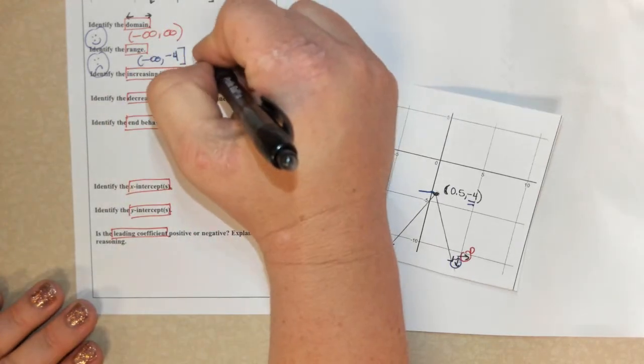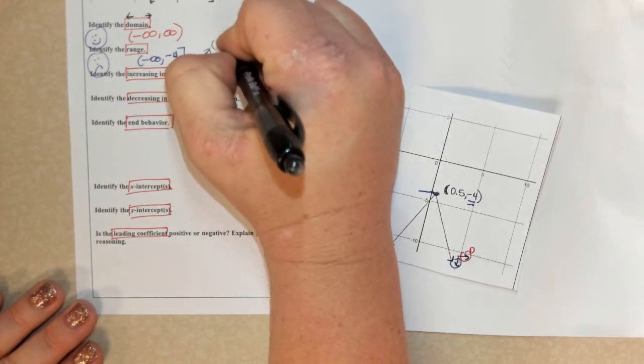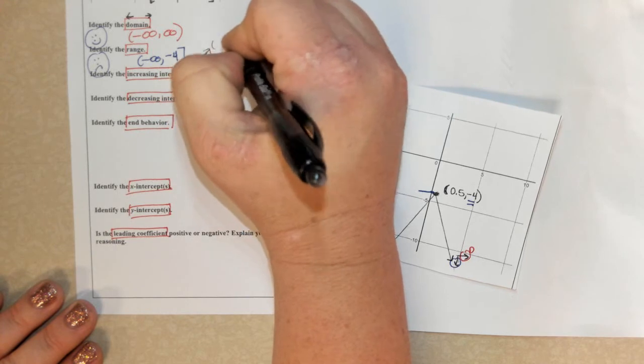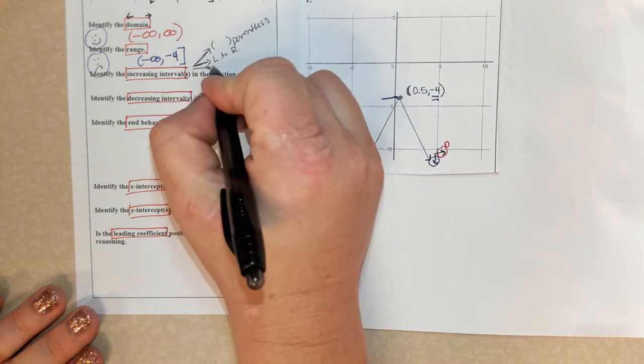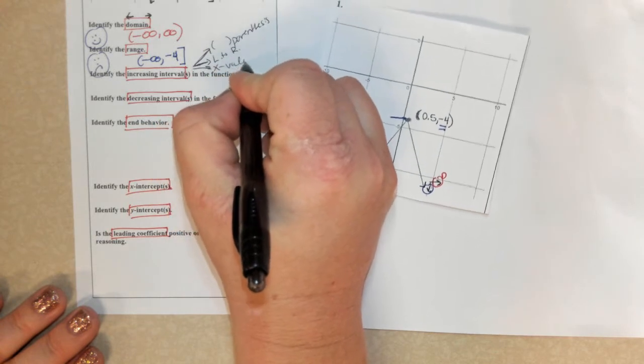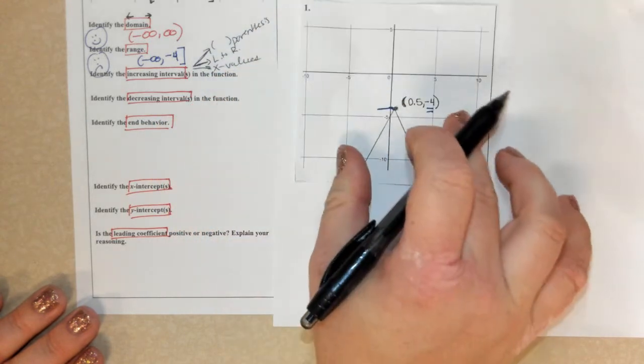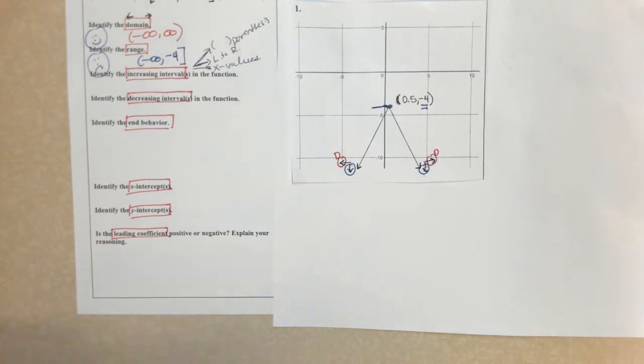Second, always examine the graph from left to right. And lastly, when we examine it, we're going to be referring to the x values.